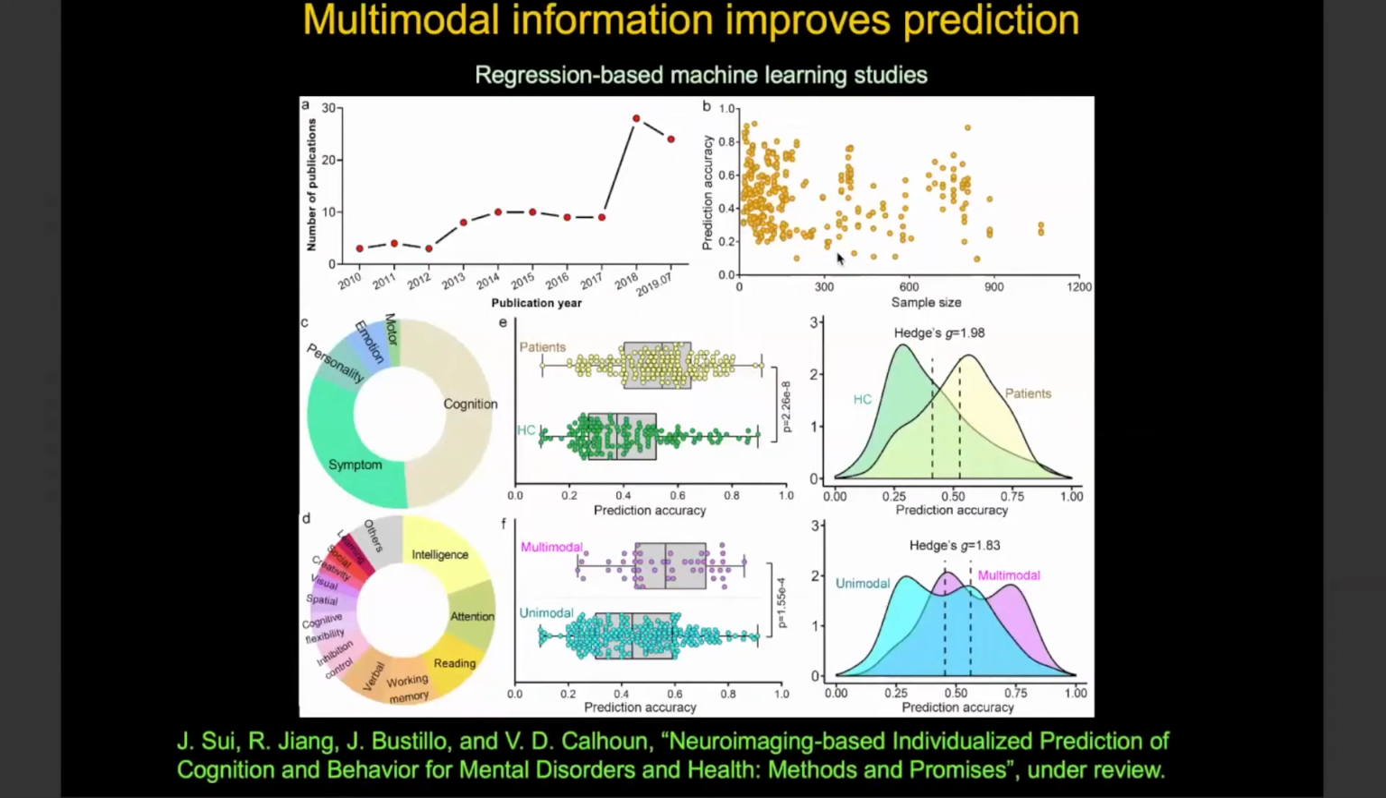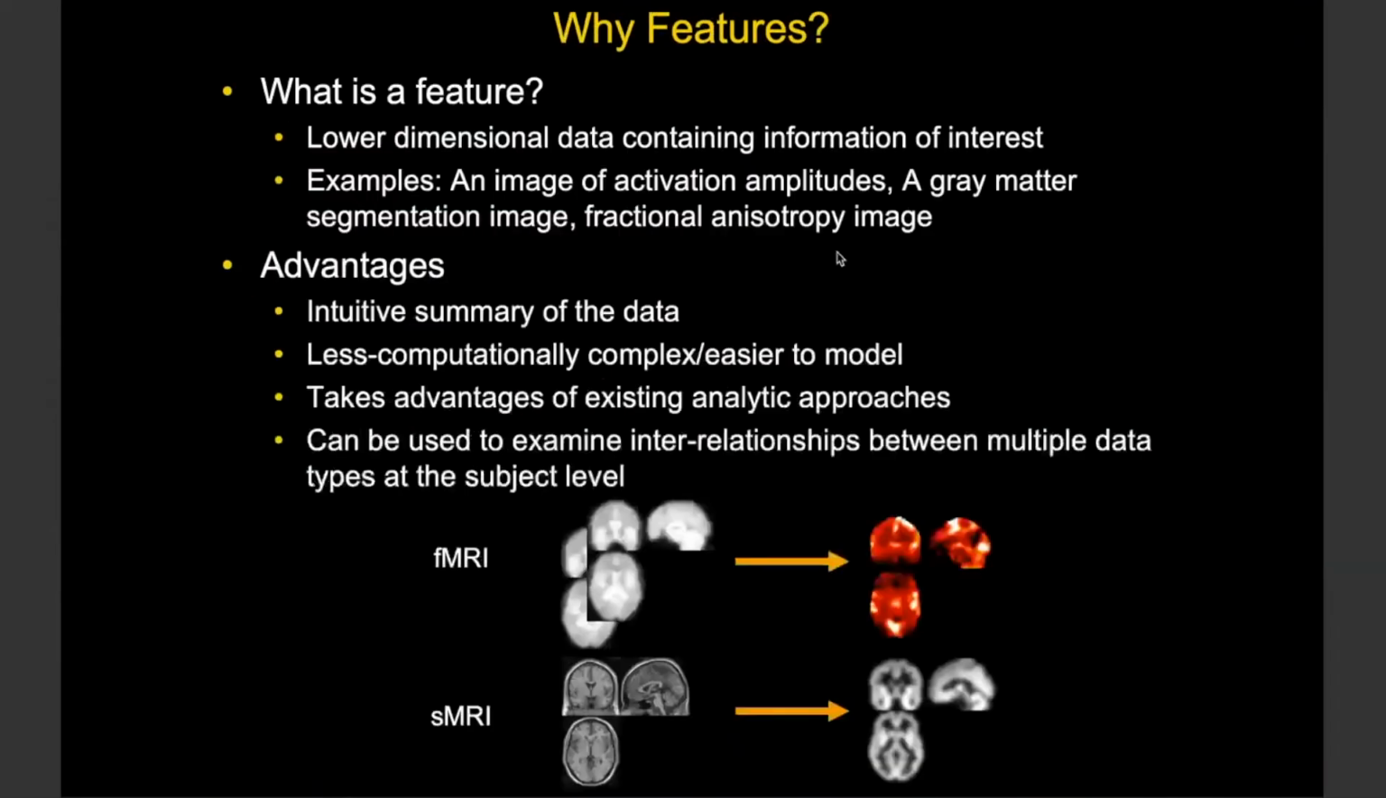And so there is value in multimodal data. How do we start to combine it, right? It's all high dimensional. It's all very hard to do. One way that we like to approach it is through generating features from the data. And so what is a feature? Sort of a lower dimensional map of something of interest, right?